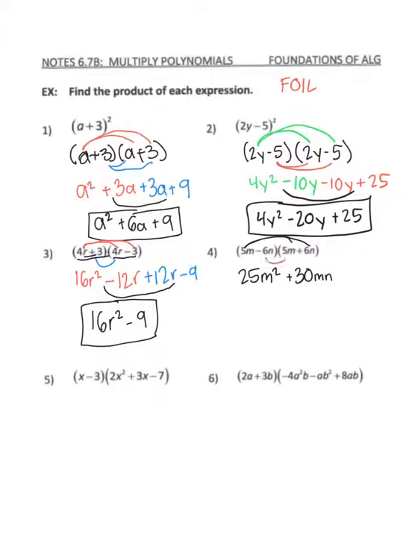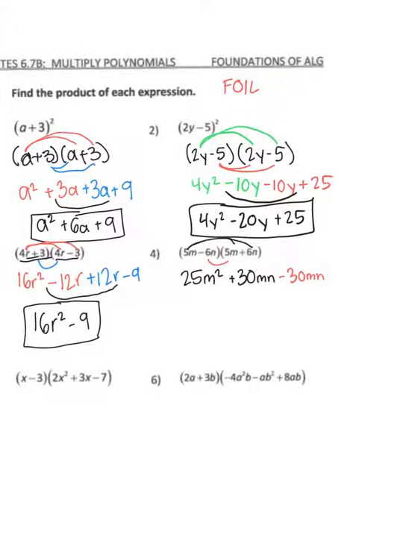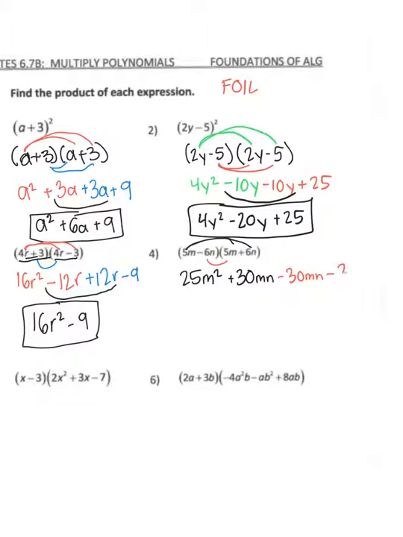Then on my inside terms, I get negative 6n times positive 5m is a minus 30mn. So our middle terms are going to cancel out. And then we have negative 6n times positive 6n, which is minus 36n squared. Okay, so we get our two terms in the middle. Positive 30 minus 30 cancel out. So our answer is 25m squared minus 36n squared. And that is our final answer.